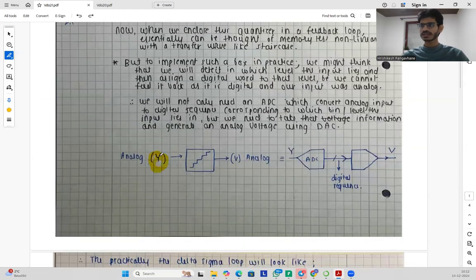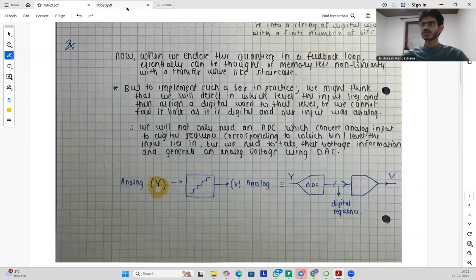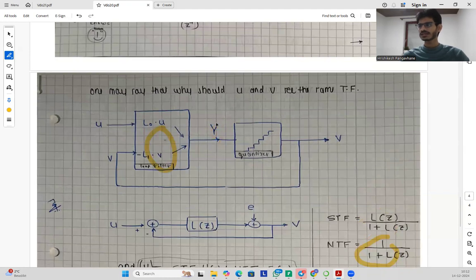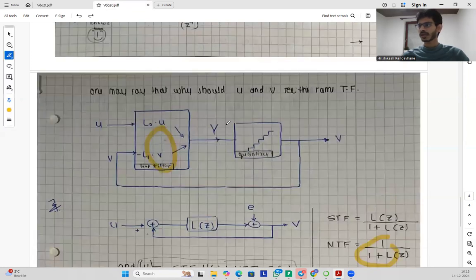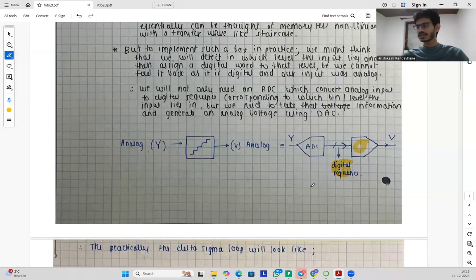So basically, if this is Y, we have seen the structure of delta sigma, right? So if the input at the quantizer is Y and the output is V, then if Y is analog, the V going into the feedback should also be analog in nature, although the output V is discretized. So we have not only an ADC, but an ADC followed by a DAC, which is going into the feedback path. I'm talking about the feedback path over here. So basically, if we talk about this output, it is this digital sequence.